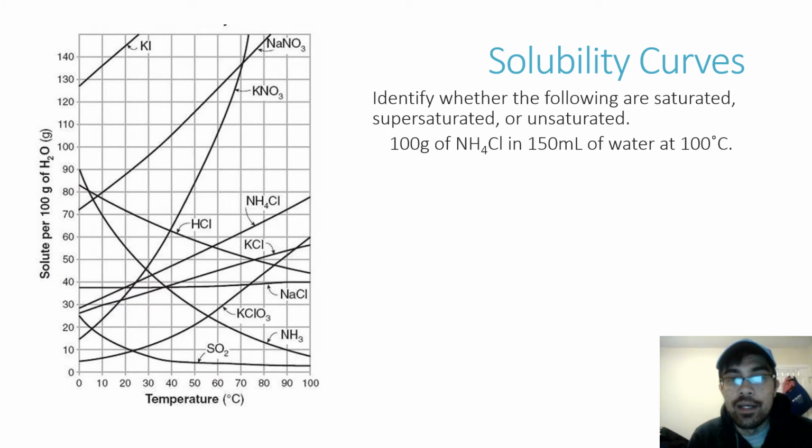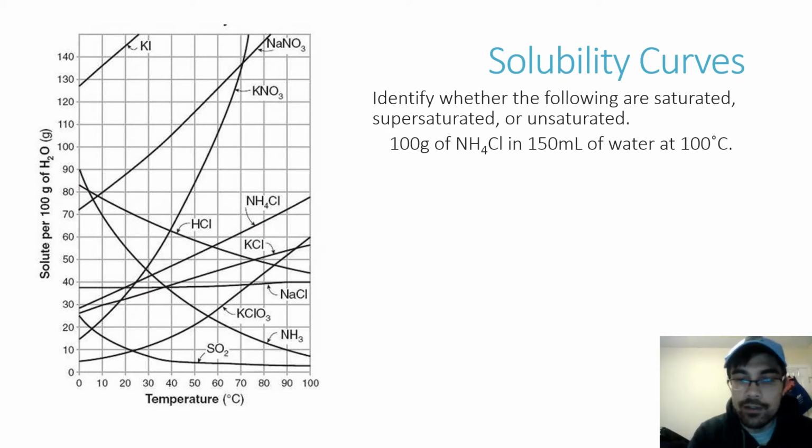Next one, we have 100 grams of ammonium chloride in 150 milliliters of water. To figure out whether this is saturated, supersaturated, or unsaturated, there are 2 ways we can go about it. We can either see what this is equivalent to in 100 milliliters of water and then compare it to our chart value, or we can start with our chart value, see how much could actually dissolve in the solvent amount that we have in the question, and then compare it to what we start with. I'm going to start with the chart value.